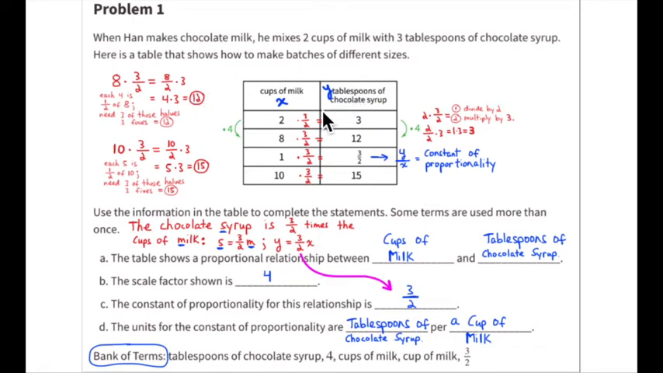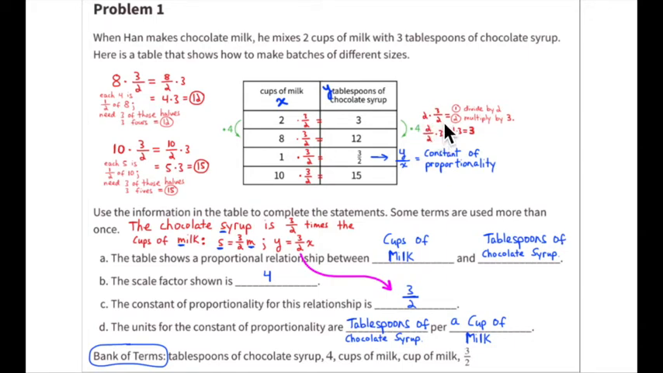So there's cups of milk, and there are tablespoons of chocolate syrup. For every 2 cups of milk, you need 3 tablespoons of chocolate syrup. So I like to talk about these as units. For 2 units of milk, you need 3 units of syrup. So that way the 3/2 just makes more sense to me when you do it that way.